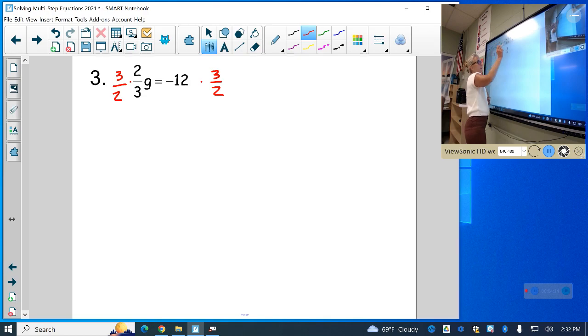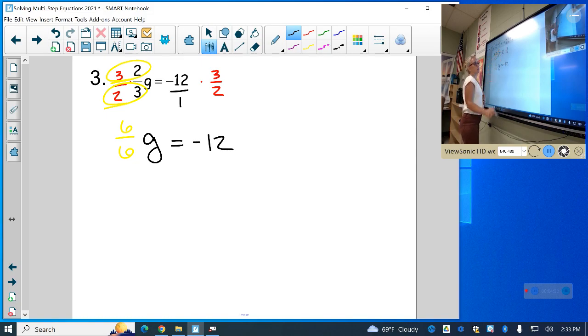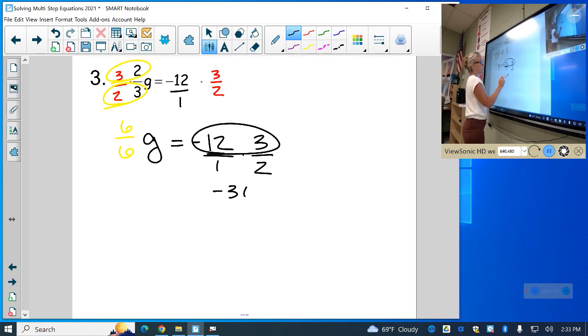When you marry the tops here, and I like to show students this, because yesterday we learned how to multiply fractions, marry the tops, marry the bottoms, I have 6 over 6, which reduces to 1. And then you just have 1g, or just g. And here I have to put negative 12 over 1, and I'm going to multiply it by 3 over 2. Now you can cross reduce here if you'd like. I'm just going to go ahead and marry the tops, marry the bottoms. So I have negative 36 over 2. And this just becomes 1g, or just g.